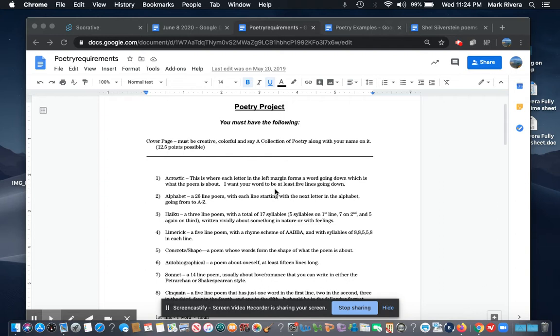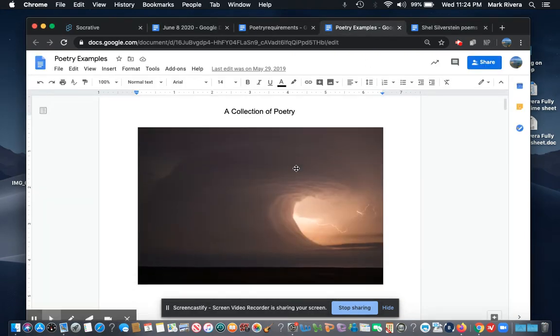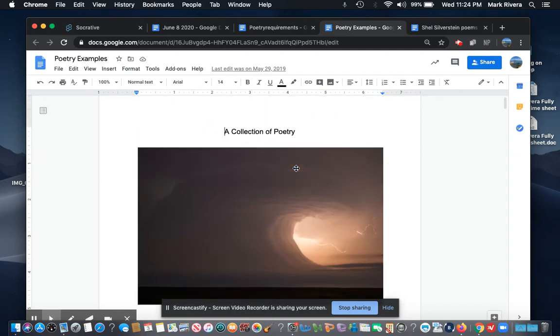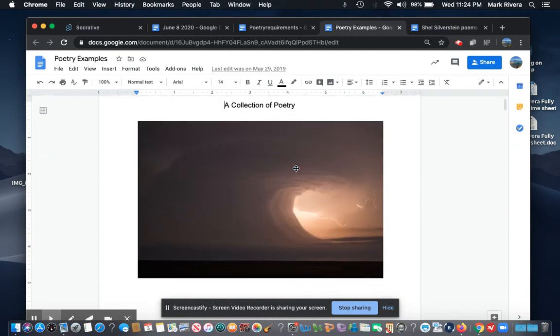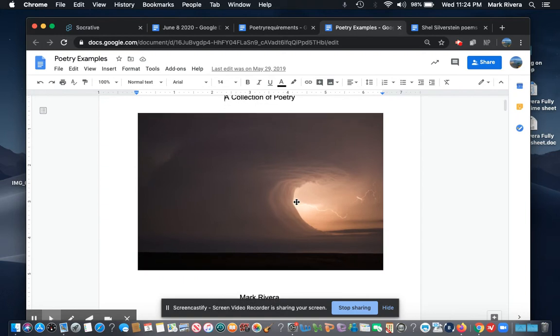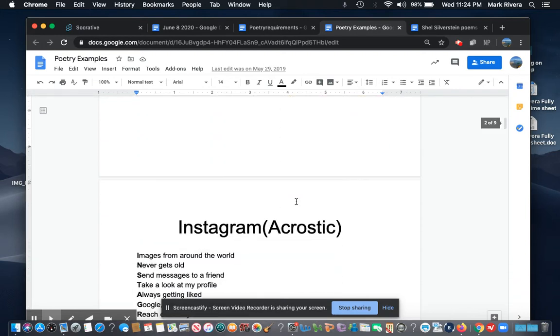The first one is an acrostic. An acrostic poem is a poem in which there is a letter on the left margin which forms a word going down, and that word is whatever the poem is about. Whatever word you decide to choose has to be at least 5 lines long. So let's take a look at my collection of poetry. This is my own example. Another thing you're going to have to do is create some sort of cover page. So let's find the acrostic.